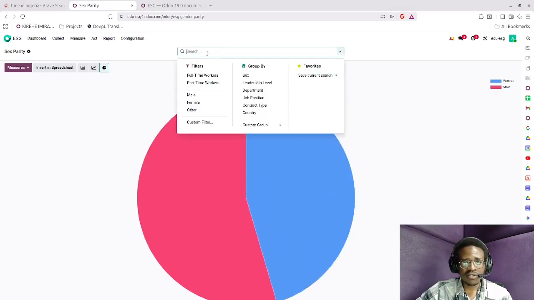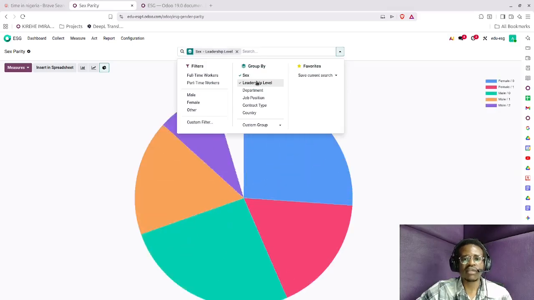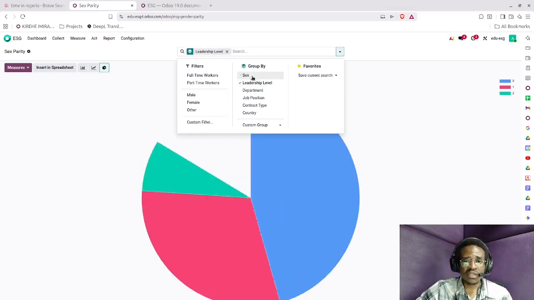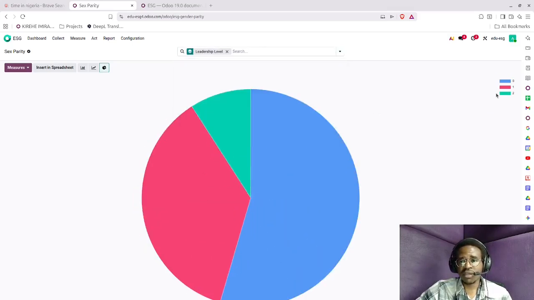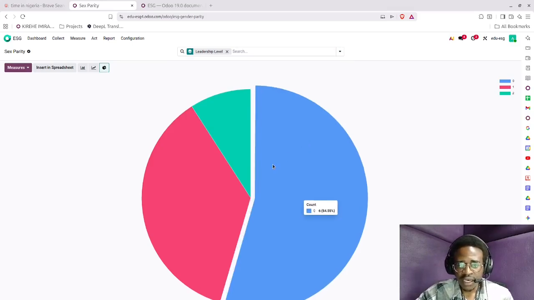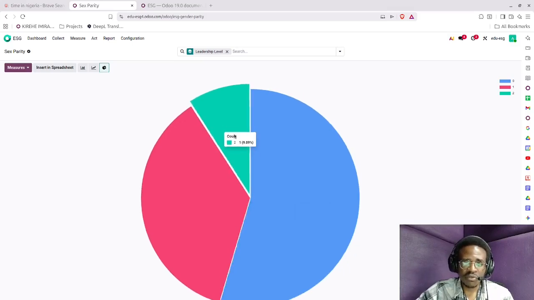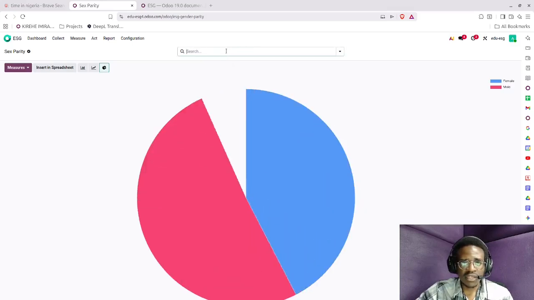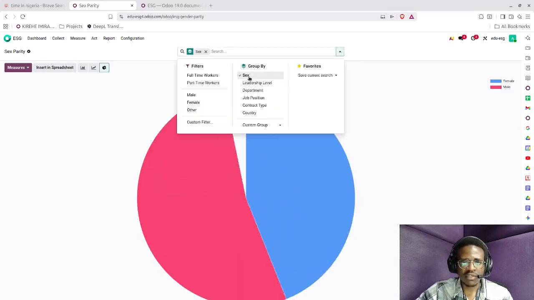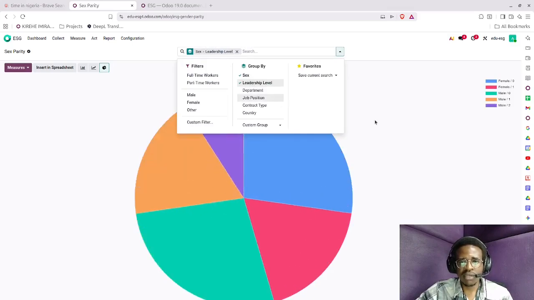I can take it a little further. Can just select, for example, sex and leadership level. So you'll notice that I have 3 leadership levels, 0, 1, and 2. You have seen just a few moments ago. How many people on level 0? 6. How many people on level 1? 4. And how many people on level 2? 1. Now I want to see that in terms of sex. So I'll select sex and leadership level.